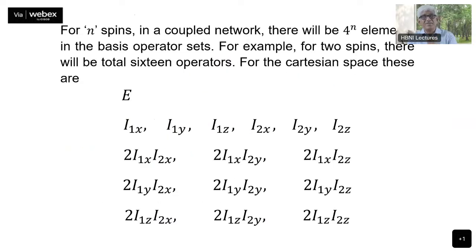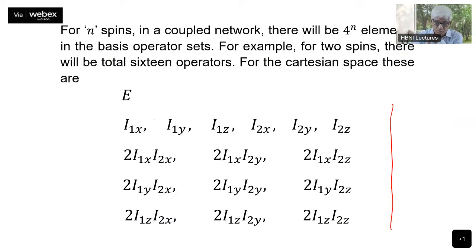Now for n spins in a coupled network, there will be 4 to the power n elements in the basis operator set. For example, for 2 spins, each spin has 4 operators, right? 1x, 1y, 1z, 2x, 2y, 2z, and then you have the unit operator E. So how many total operators are there?